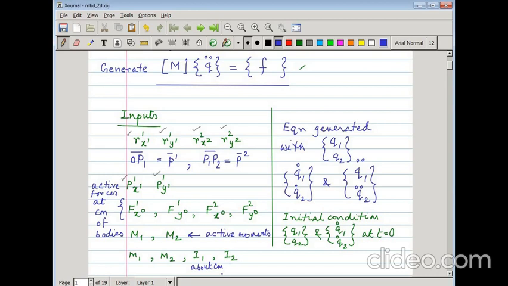So we are first considering the two body problem because that is the simplest case, and that will help us understand how the computer program is to be written so that the equations are automatically generated. And once we write the equation in this form, then with the initial conditions q1, q2 and q1 dot, q2 dot, that is the initial position and initial velocity, at t equal to 0, from that we will find out the subsequent motion. We will integrate the equation in time and we will find out the subsequent motion.